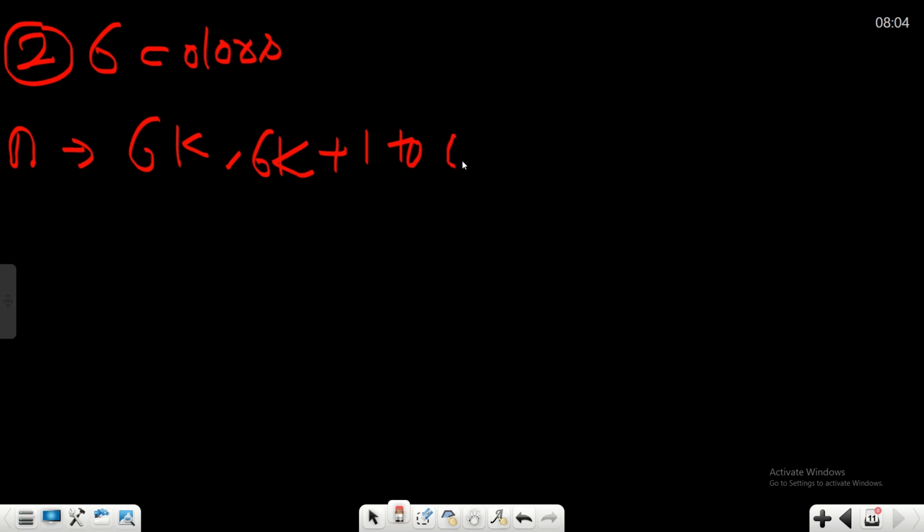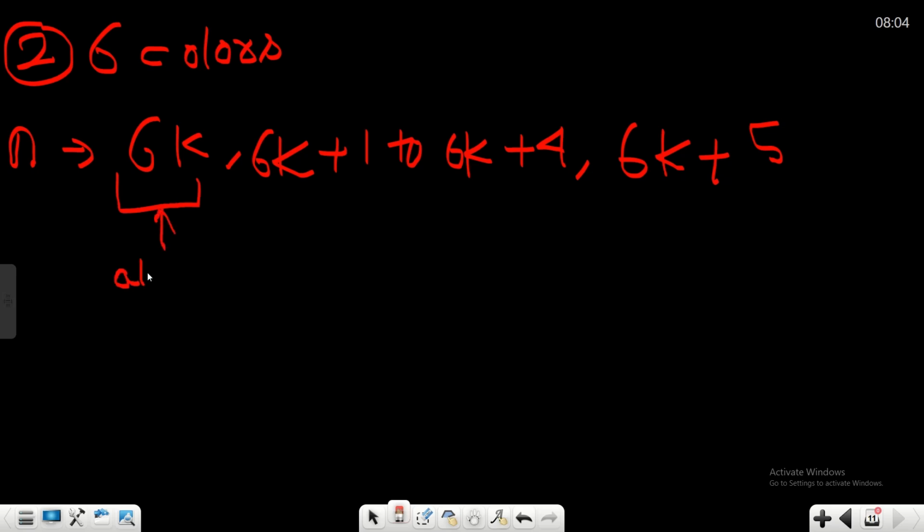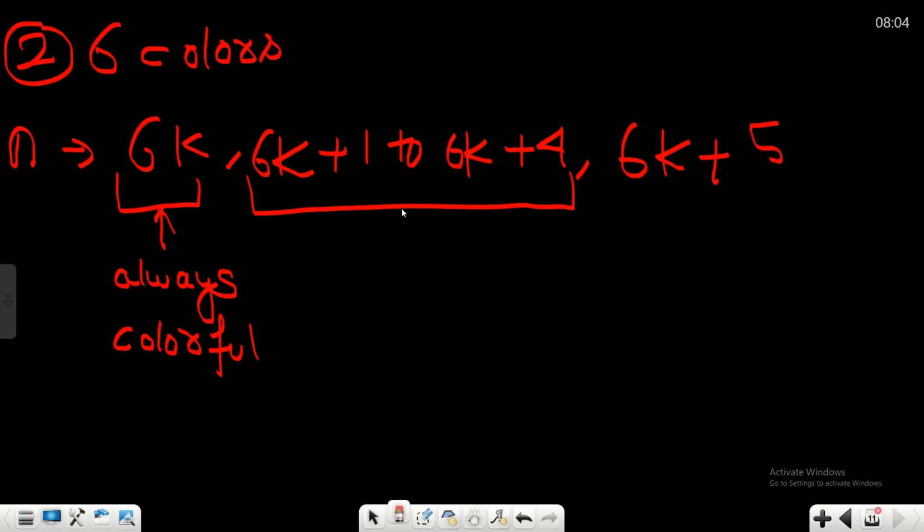6k plus 1 to 6k plus 4, and finally we'll have 6k plus 5. Now again, one more thing is clear: if you write n in the form of 6k, then it is always colorful if you use 6 colors. And if you use n in any of these 4 forms, it is always not colorful.